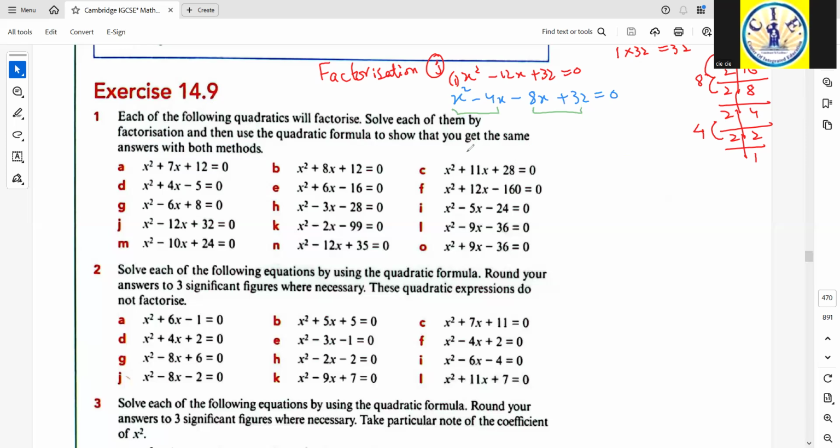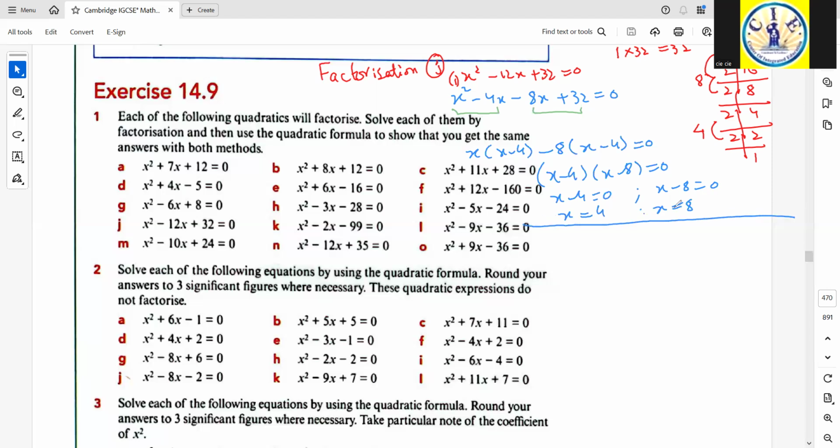This will give us now x common, x minus 4, negative 8, x minus 4 equals 0. Which will give me x minus 4 once again, and then x minus 8 equals 0. This time x minus 4 equals 0 will give me x equals 4, and x minus 8 equals 0 will yield x equals 8. So these are the two values of the variable x.